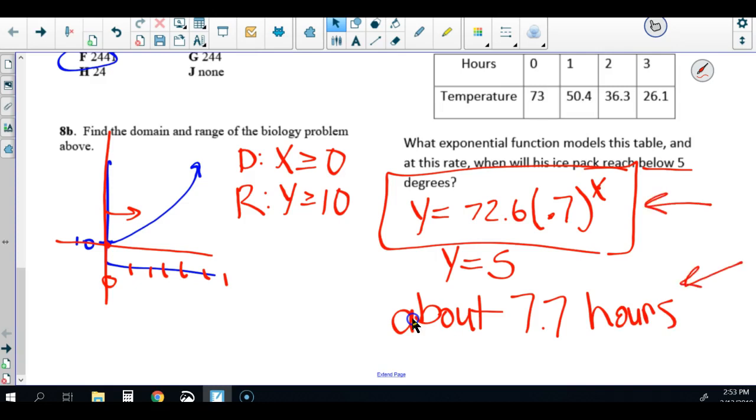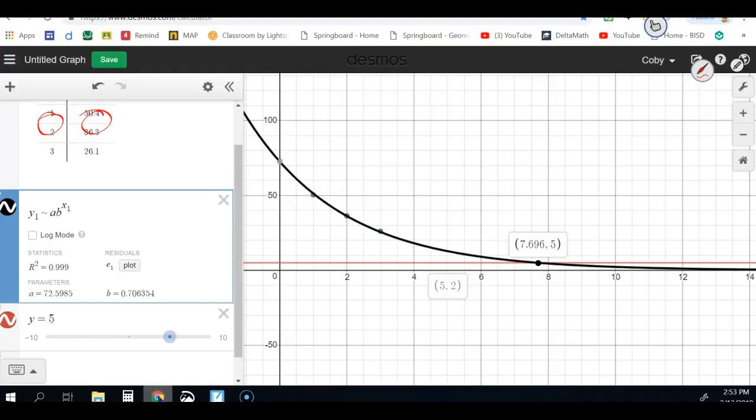So that, I think, is very important, that you're able to find the equation. This is almost like a whole second question added in there, to use that equation to answer different questions. So make sure you can get that equation. In other words, make sure you know how to do that process right there, that y1 squiggly, ab to the power of x1. Will be on your test, guaranteed.